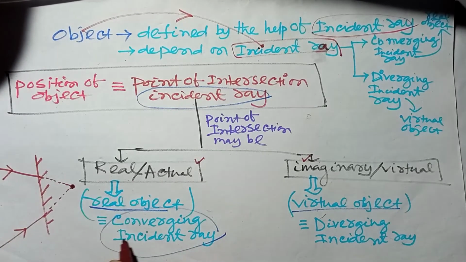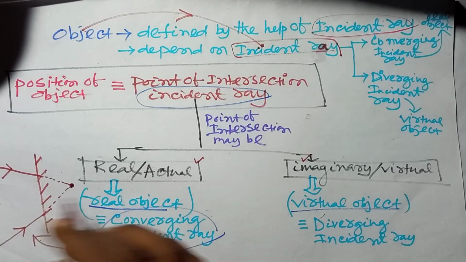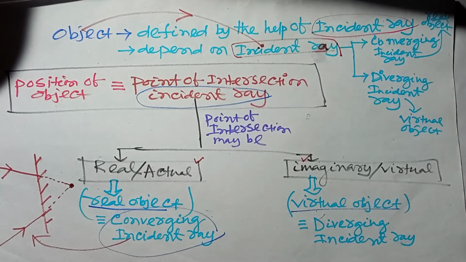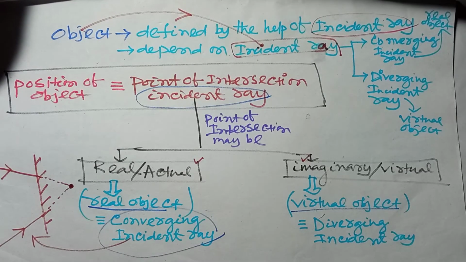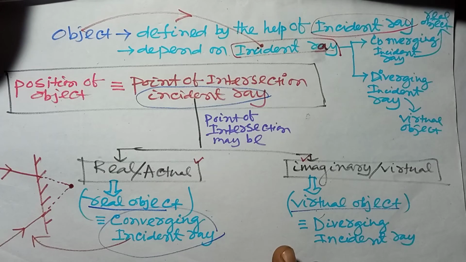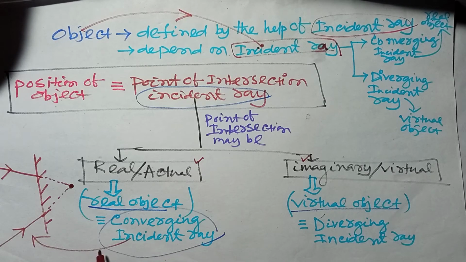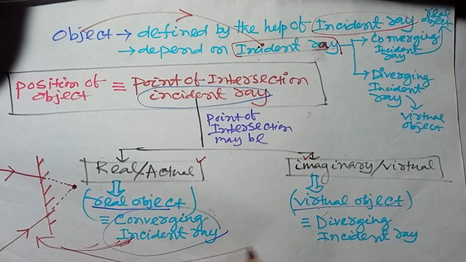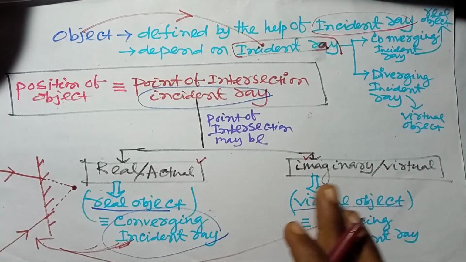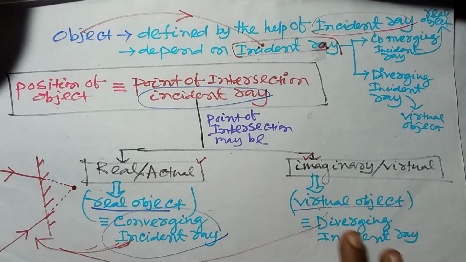And these are two converging incident rays. Sorry, these are two diverging incident rays. These are your two diverging incident rays, and diverging incident rays mean your object is a virtual object.